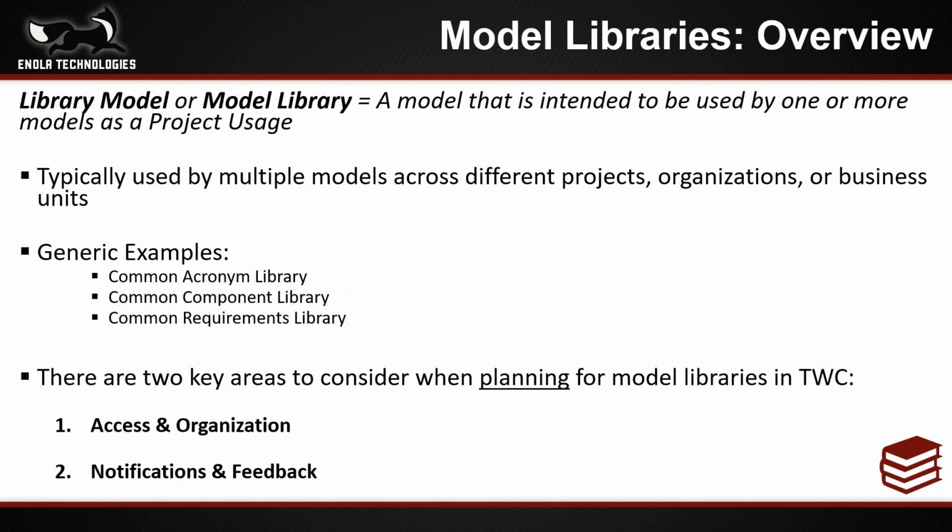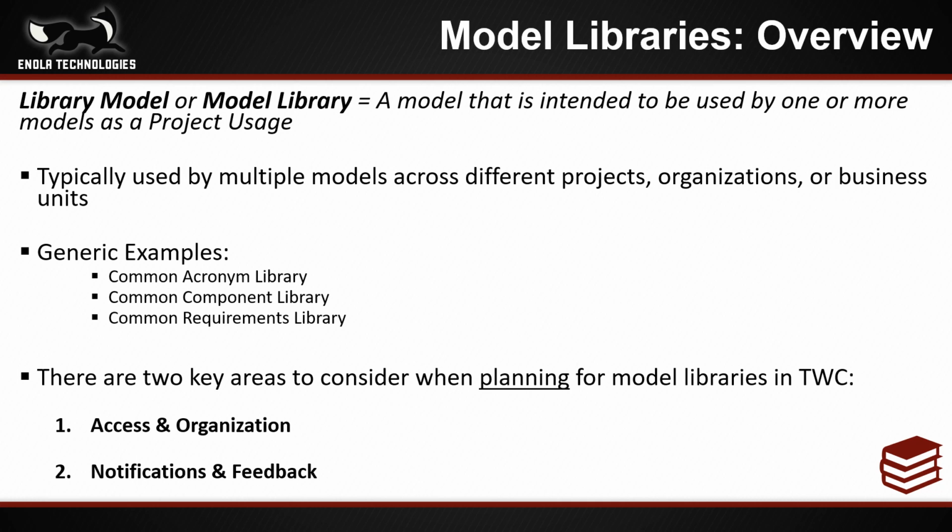Now I want to talk a little bit about model libraries. First and foremost, I'm going to define for this presentation a model library or library model as just a model that is intended to be used by one or more other models as a project usage. These are typically used across multiple models in different projects, organizations, business units, etc. Some examples would be a common acronym library, or a common component or constraint library. Maybe you have a common requirements library that a lot of projects use. Any model that's going to be used by multiple other projects.